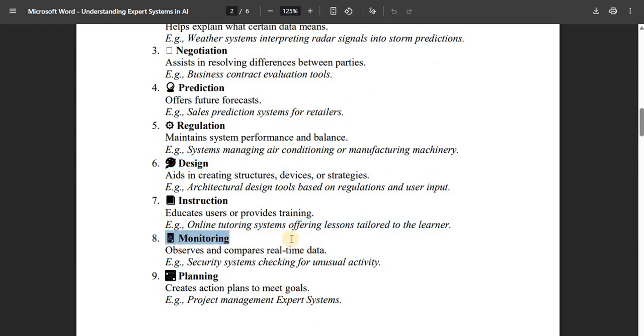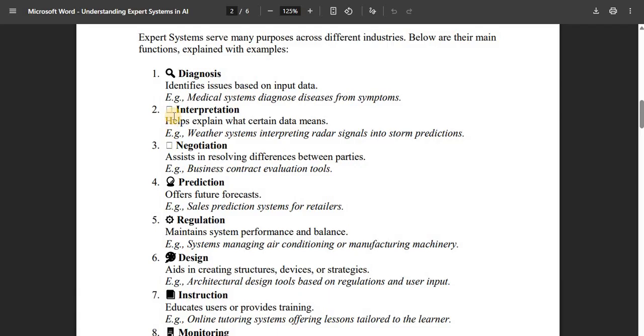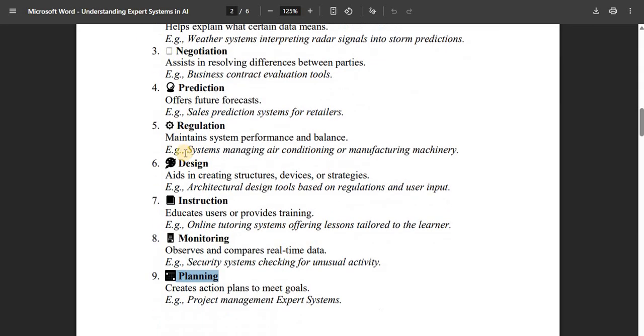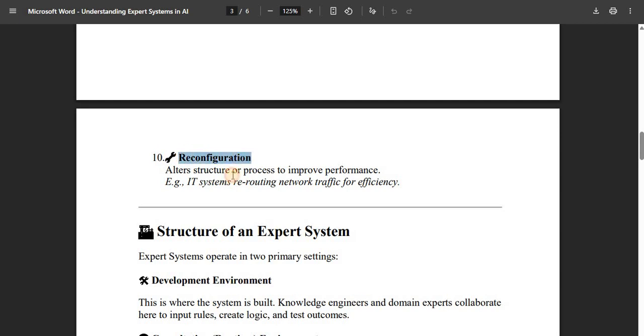It monitors the real-time data. Imagine some car driver violates the traffic rule. So there are two ways the person can be punished. Either a human will interfere or an expert system will interfere to check whether somebody is following the red signal or the green signal or not. So monitoring is also a part of expert system. Next is planning. So these are the points. You can pause the screen and watch: diagnosis, interpretation, negotiation, prediction, regulation, design, instructions, reconfiguration, all these things. Correct?